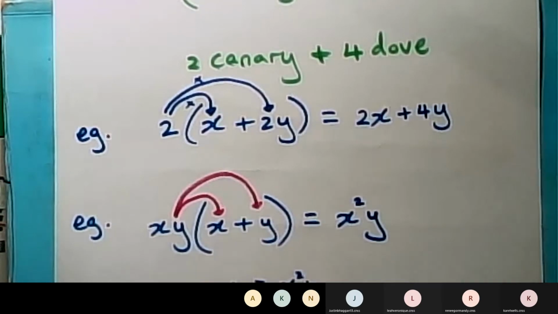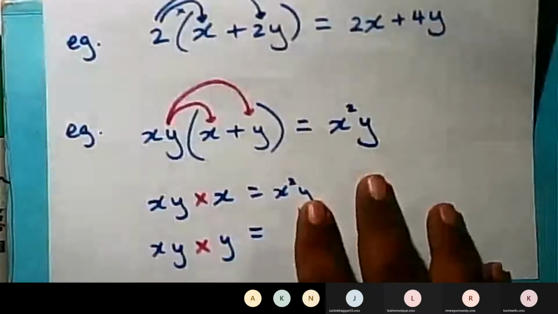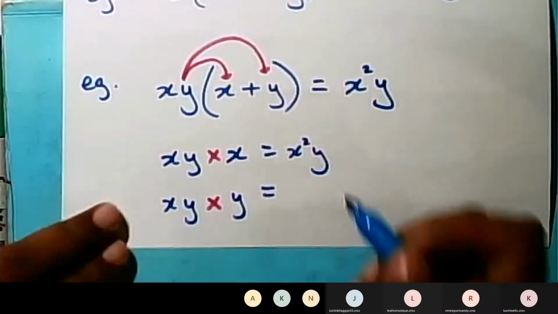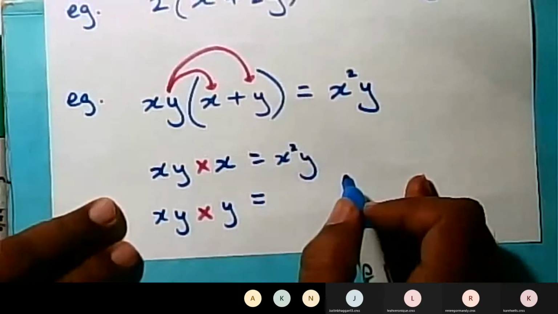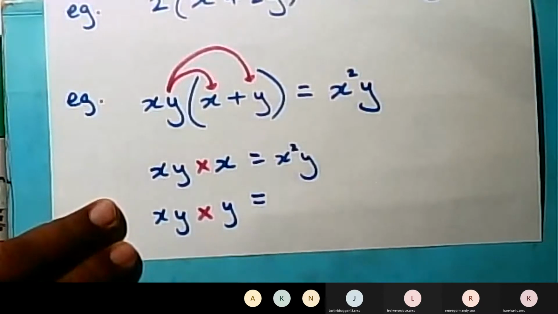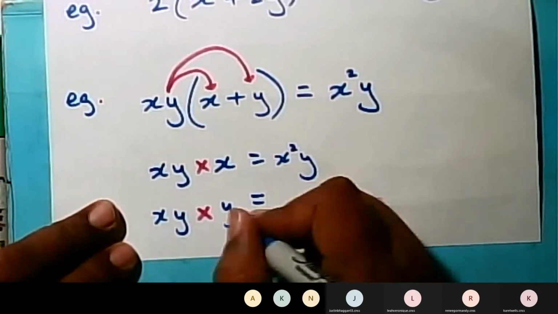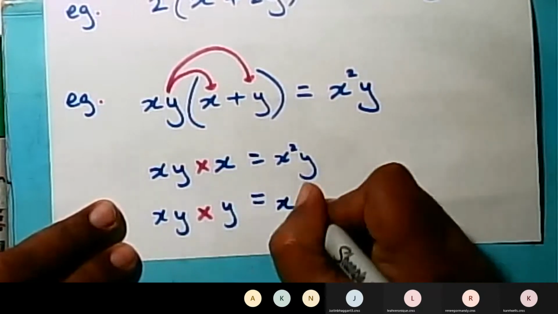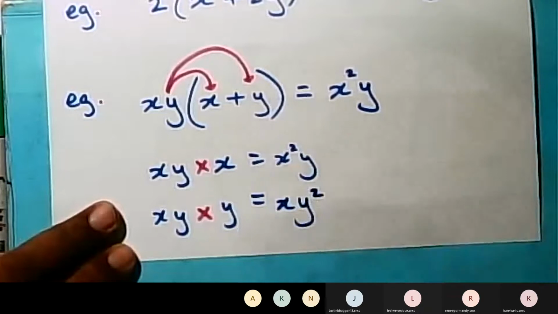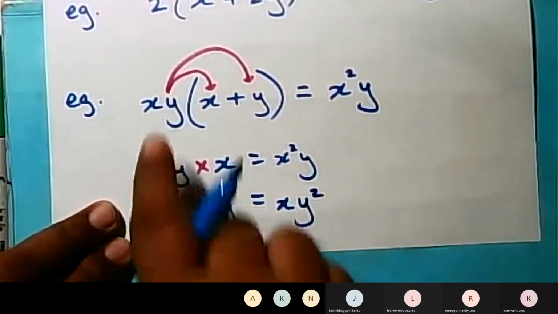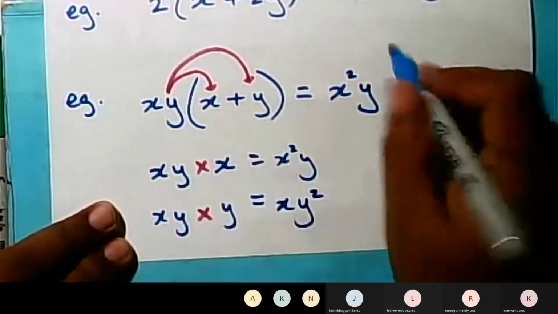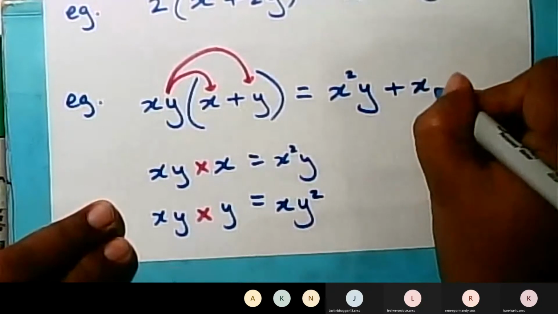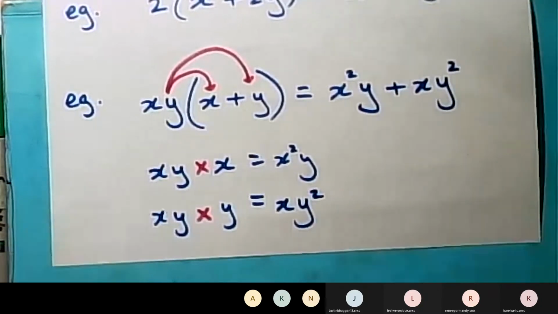Thing is, we don't usually write down all that I'm writing. I'm just writing it out here to explain this one time as we're now starting out. So now xy times y is xy squared. And that's your second answer. And a positive times a positive gives you a positive answer. So we have a plus, and we write down xy squared.